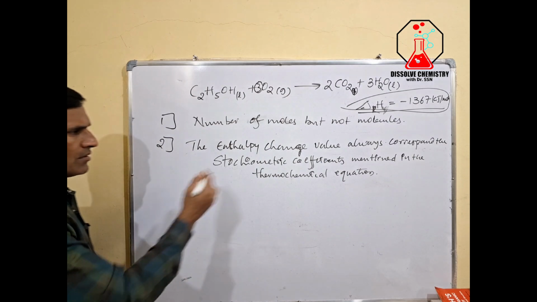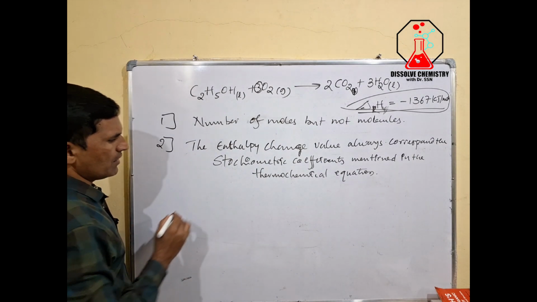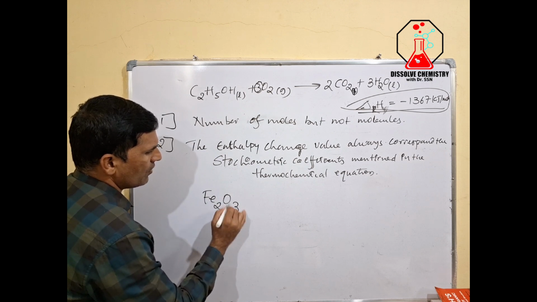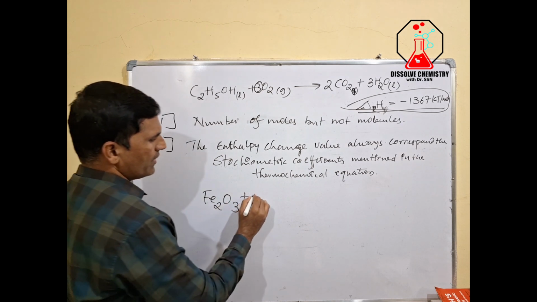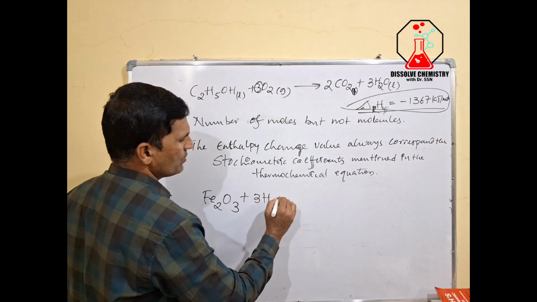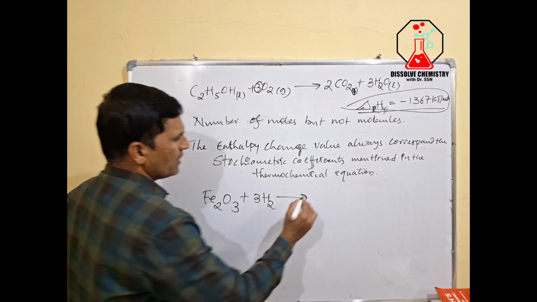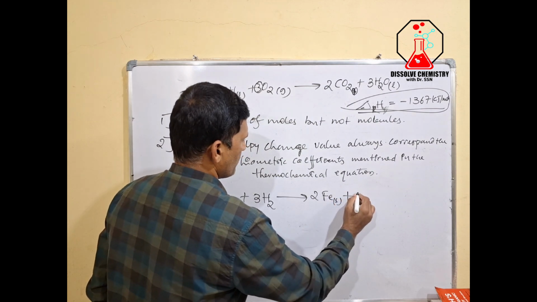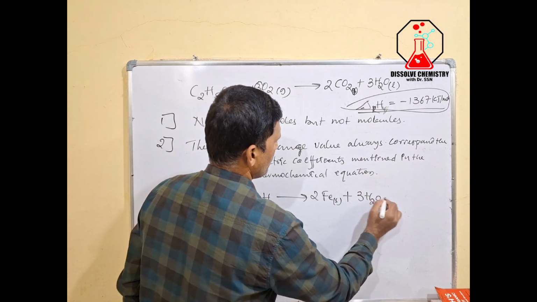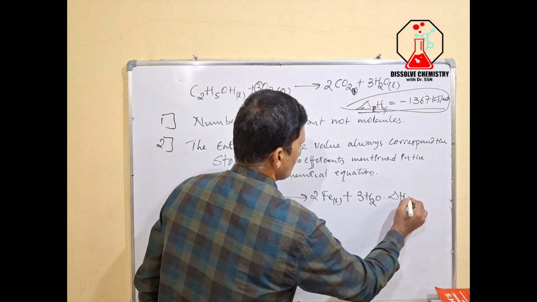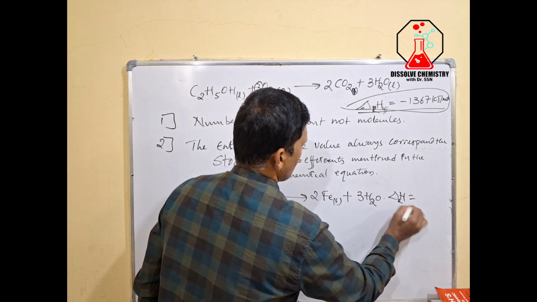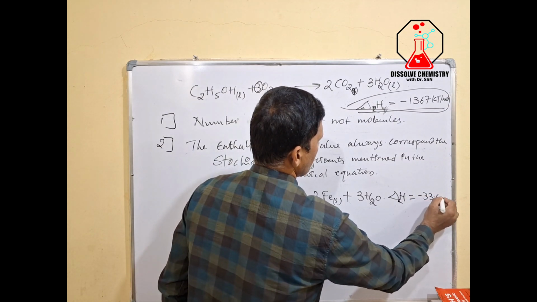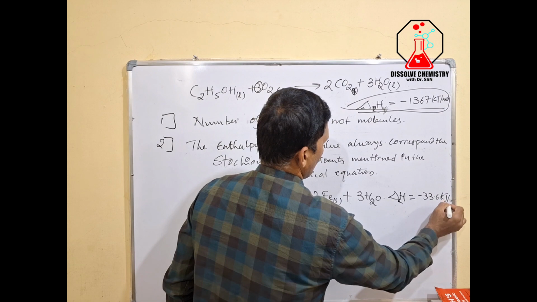So let us illustrate this. Say for example, suppose I am doing reduction of iron oxide. It undergoes reduction in presence of 3 moles of hydrogen to give 2 moles of iron, solid, plus 3 moles of water, and the overall enthalpy change for this reaction is minus 33.6 kilojoules per mole.